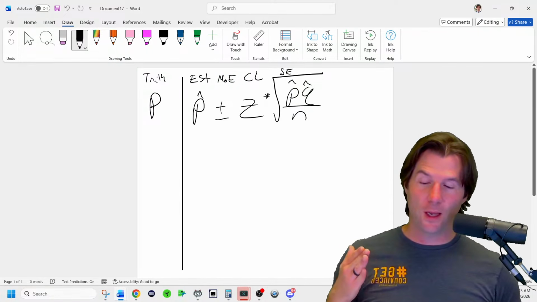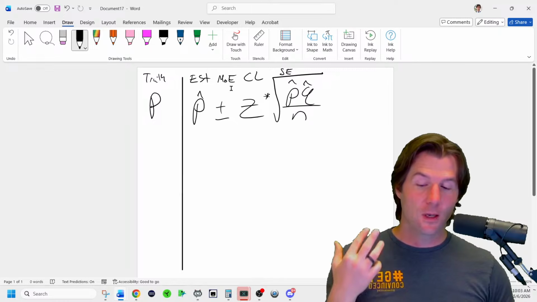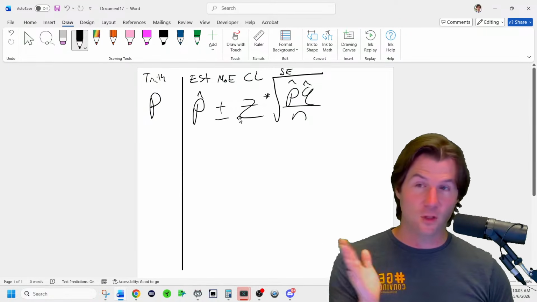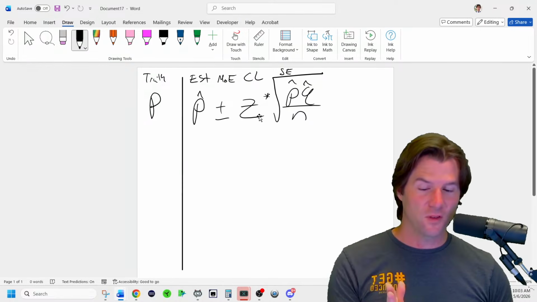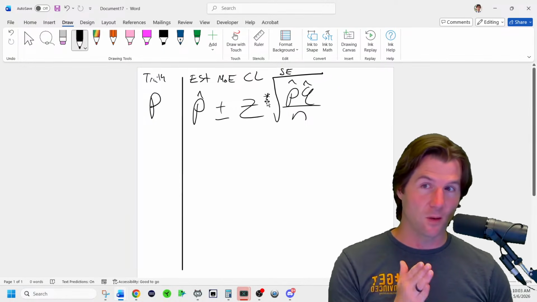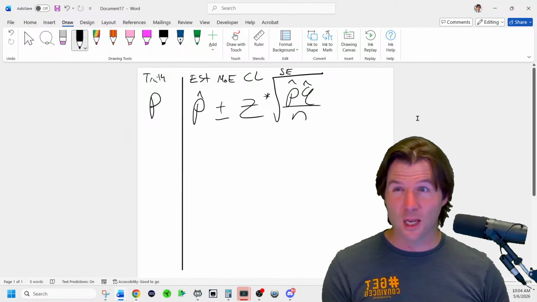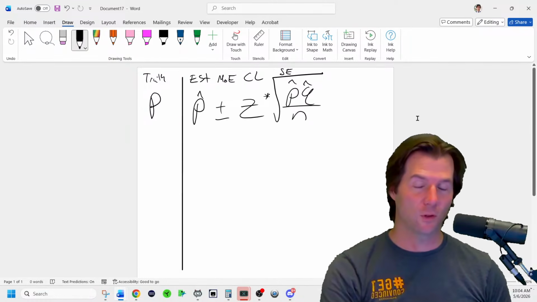So the standard error is this last component. That is the standard error. Notice how we have the truth we're trying to estimate, the estimate of the truth, and the margin of error begins right here. Everything after the plus or minus is the margin of error. The confidence level is related to the z we pick based on how confident we are, and the standard error is the last component, measuring an amount of variation in the estimate we have of the truth.